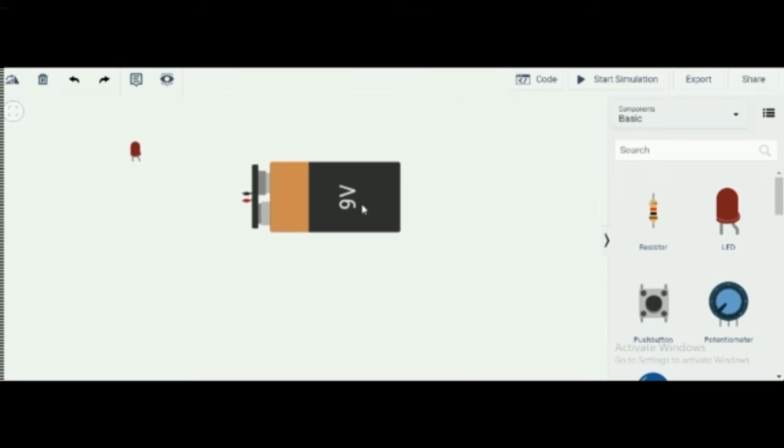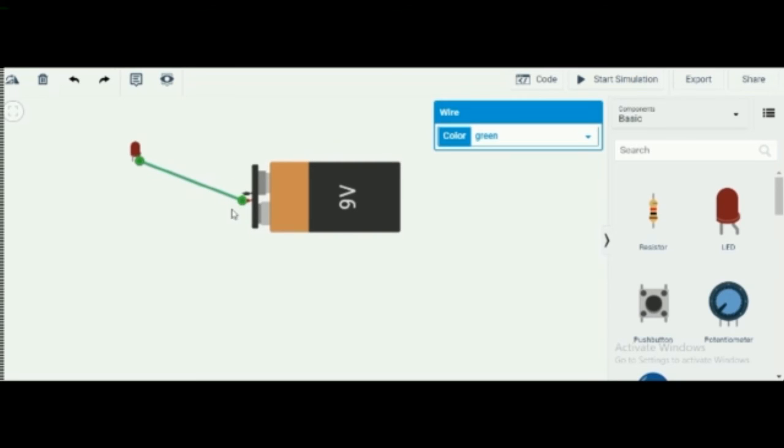Now I am connecting the anode of LED to the positive of the battery and cathode to the negative of the battery. Then I change the color of the wire for identification.